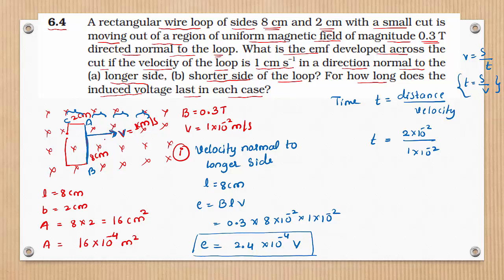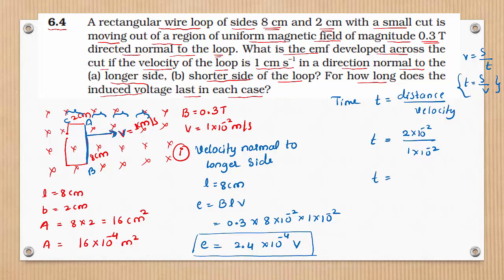AB is perpendicular to the velocity. But here it is moving. Which part is moving? The short side of this rectangular loop is moving. So we have to consider the length for the shorter side, and that is 2 centimeter. Right? So now we will get the answer.